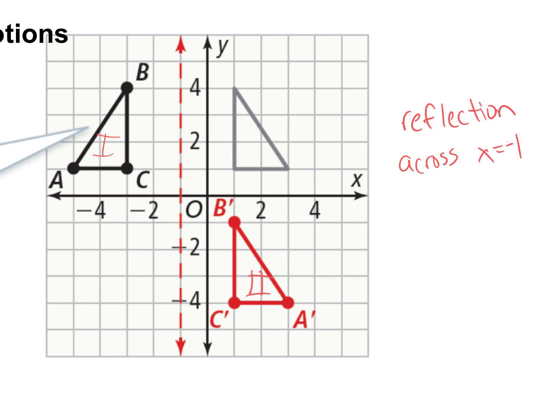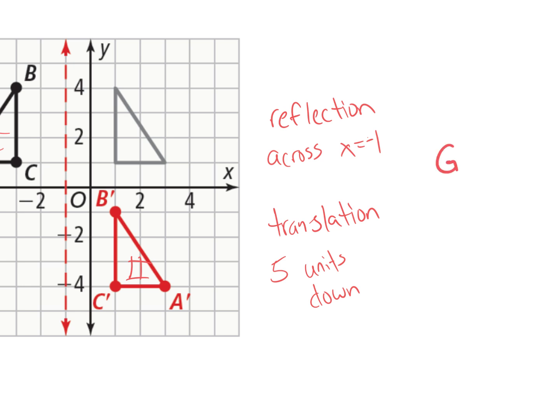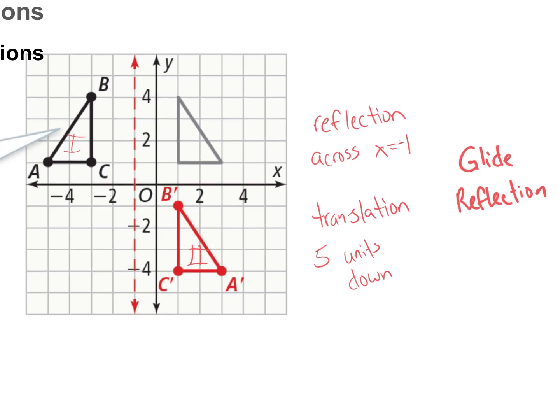So now I'm here. How did I go from here to here? Did I reflect? No. Did I translate? Yes. So then it's a translation. If I asked you to describe the translation, what would you tell me? Down 5. Yep, translation. IXL says 5 units down, or down 5 units. That's how they word it. We did a reflection and a translation. What did we call that earlier? Glide reflection. Yep. So in the end, this was a glide reflection.